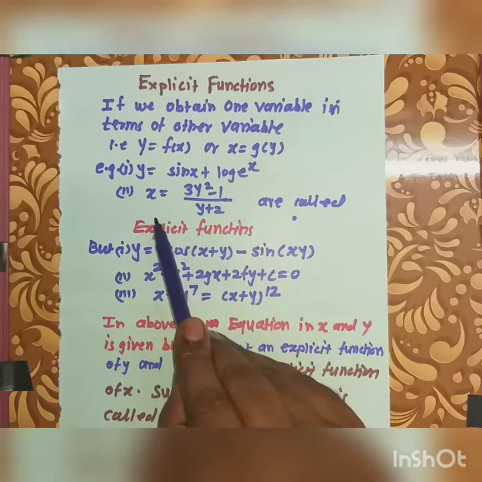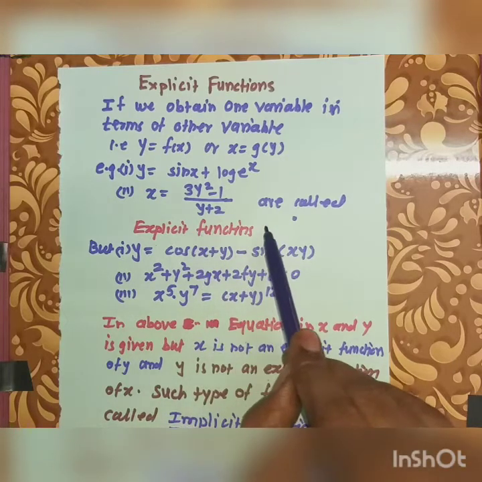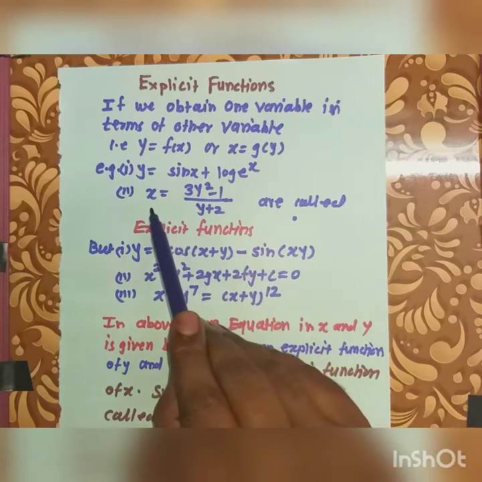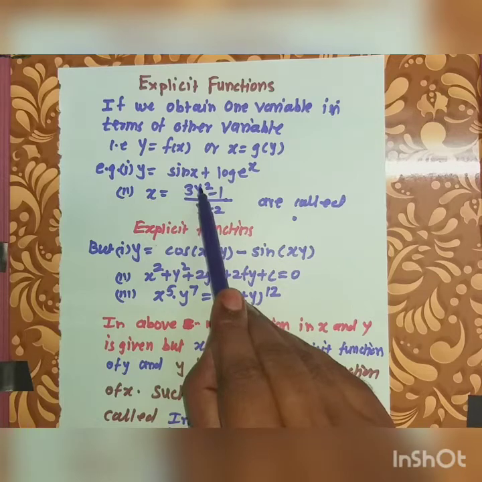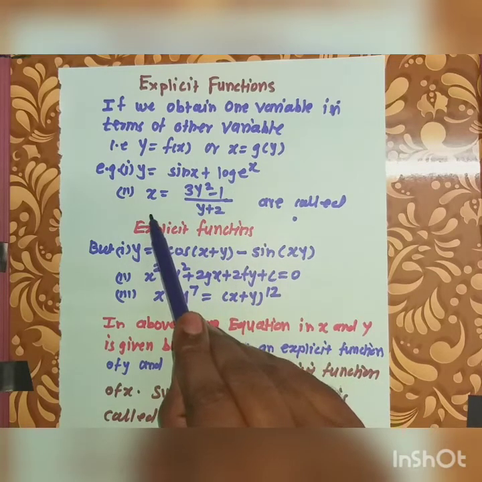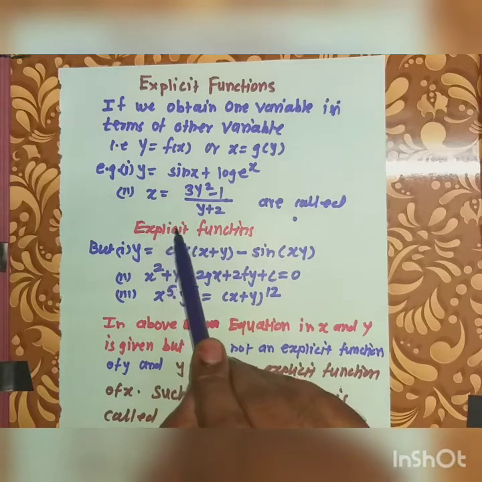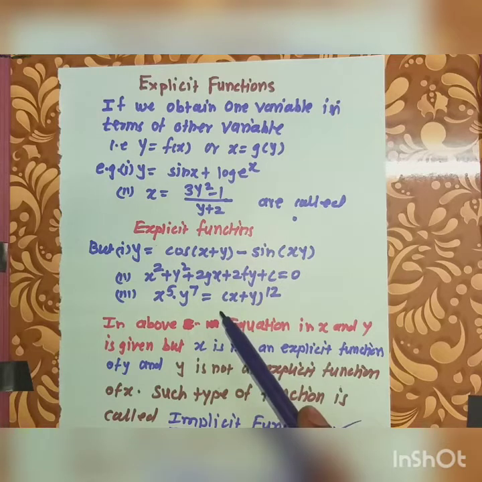Second example, x is equal to (3y square minus 1) divided by (y plus 2). These are called explicit functions, because in the first the left hand side is y and the right hand side is in terms of x. Here the left hand side is x, the right hand side in terms of y. One variable is expressed in terms of the other variable. Such a type of function is called an explicit function.